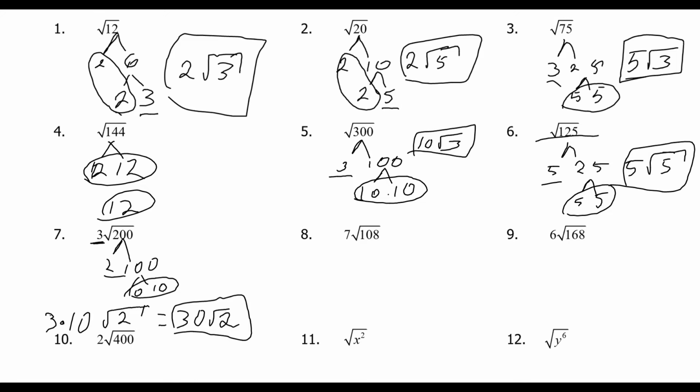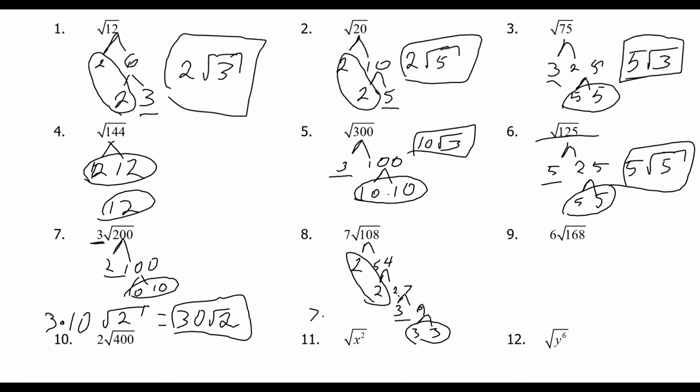Alright, we can do the exact same thing for number 8. So we're going to go ahead and write down our 7 down here at the bottom. And we can break 108 into 2 and 54. Break 54 apart into 2 and 27. Break 27 apart into 3 and 9. And break the 9 apart into 3 and 3. Circle our couples.